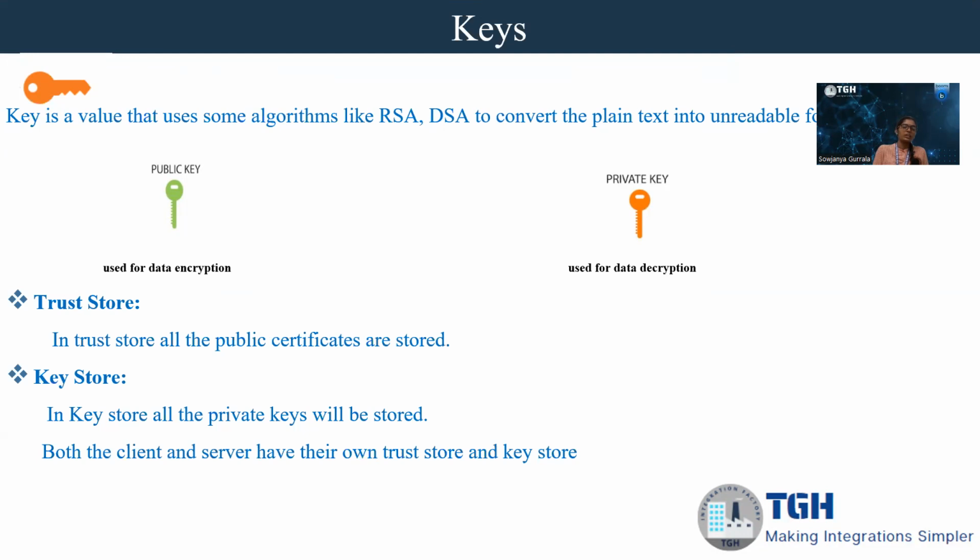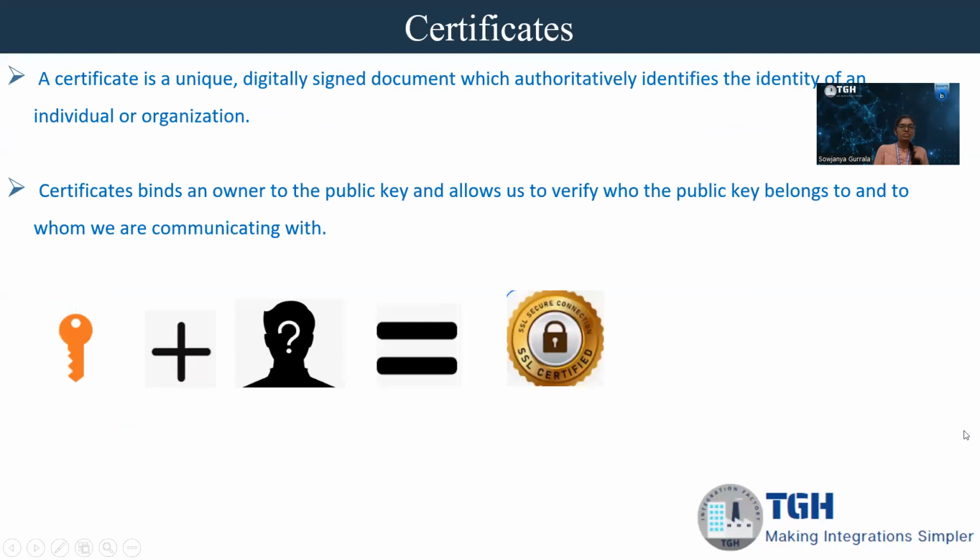the data. In order to store these keys, whether a public key or a private key, we have stores like the trust store and the key store. In the trust store, all the public keys are stored, and in the key store, all the private keys are stored. Both the client and the server have their own trust stores and key stores. The public key can be shared with everyone, but the private key cannot be shared with anyone. It has to be kept confidential.